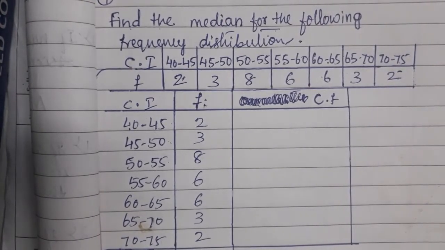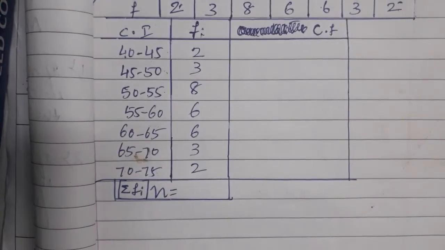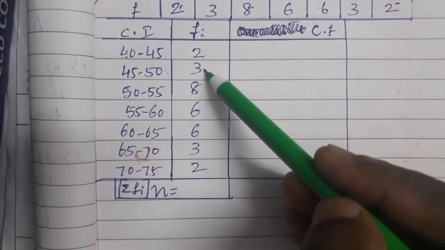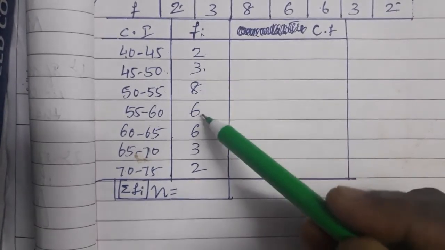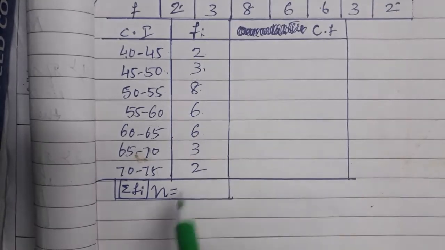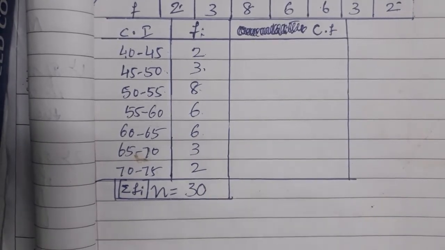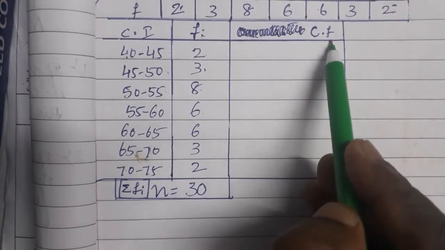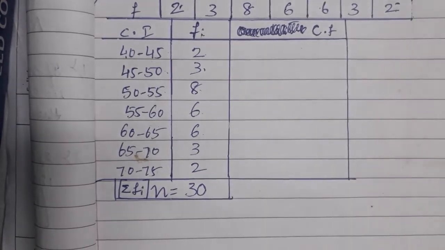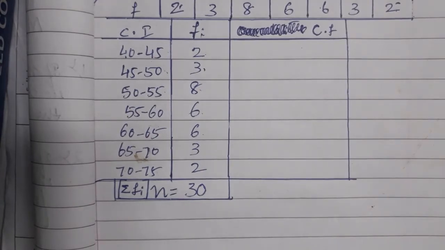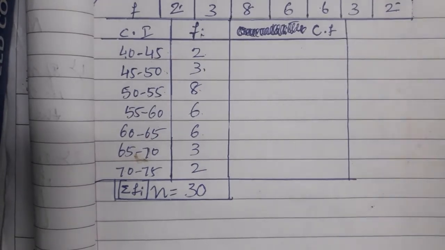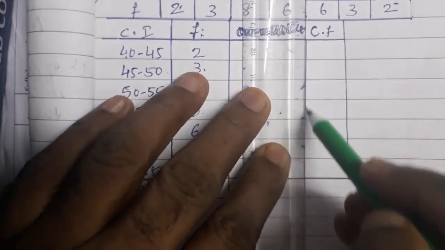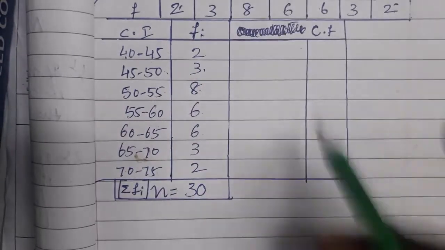So the very first calculation is you have to add the frequency column. 2, 5, 13, 19, 25, 25 plus 5, 30. So n is 30. Next we have to find the cumulative frequency column. What is this cumulative frequency column? Adding the frequencies cumulatively. So how to find? Only in the first sum I am showing you the addition. For the second sum only this part is enough.